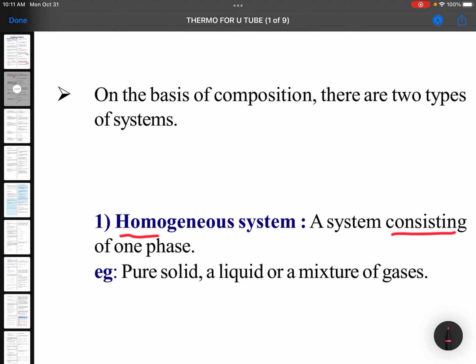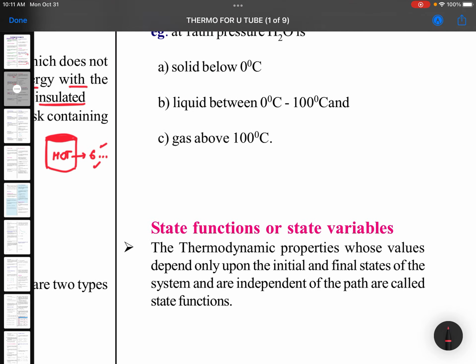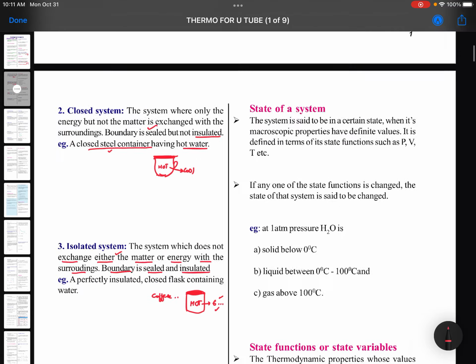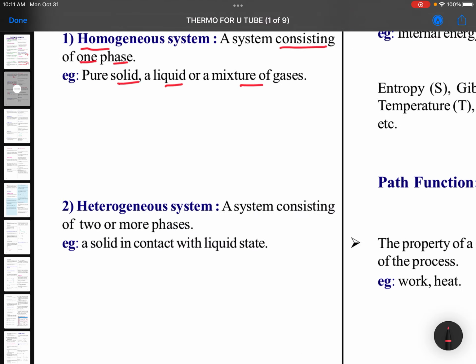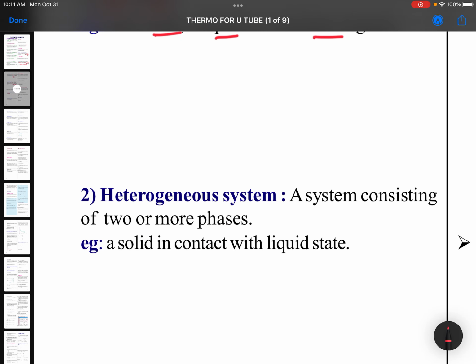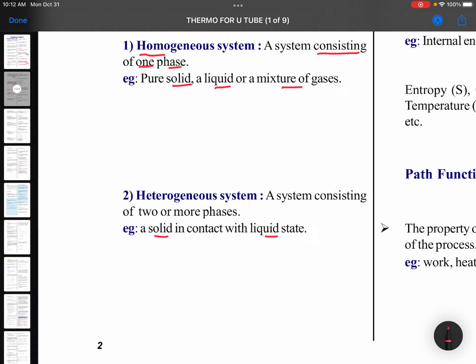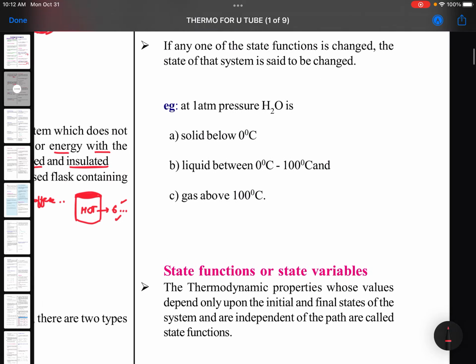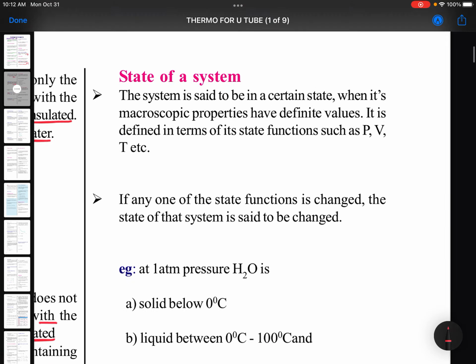A homogeneous system is a system consisting of one phase, a pure solid or a liquid or a mixture of gases, only one type. A heterogeneous system is a system consisting of two or more phases, like a solid in contact with a liquid. Homogeneous and heterogeneous are well known to you, so we don't waste time there. We'll come to this one.